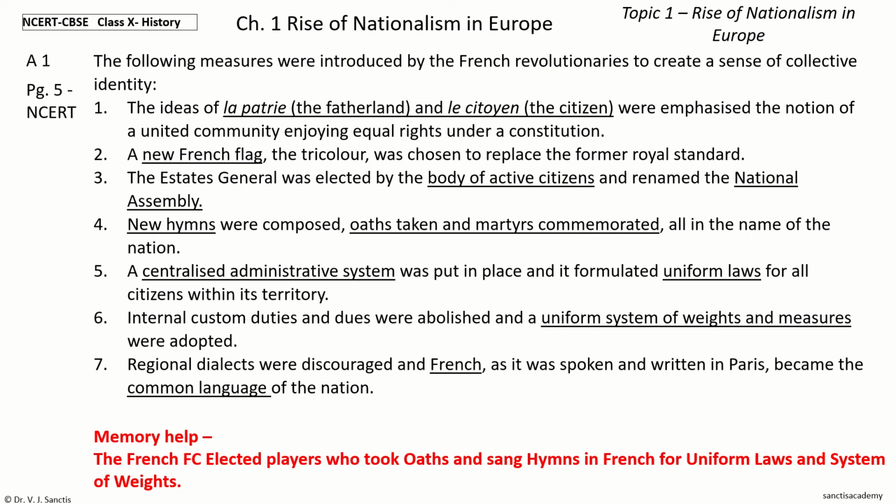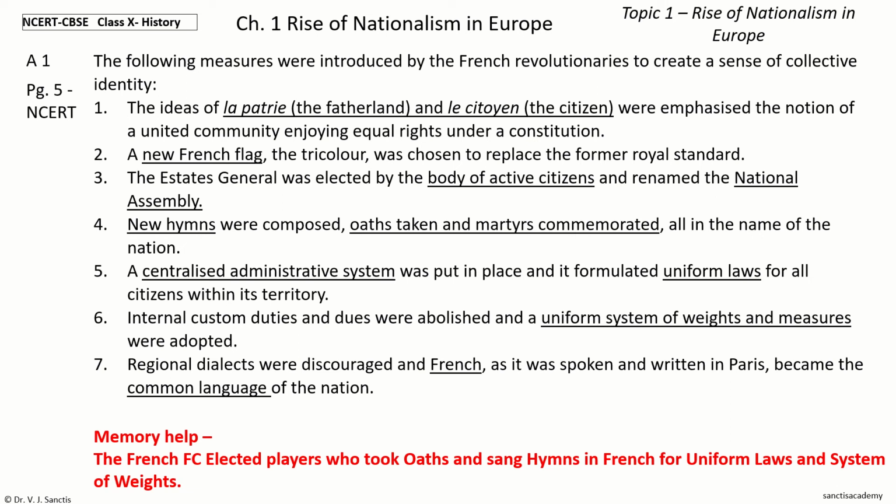The first one is the idea of la patrie, that is fatherland, and le citoyen, that is the citizen. So this is where you have a feeling of the country or the nation being your father and you being a responsible citizen of the country. A new flag was there, a tricolor of France, which replaced the monarchical or the royal standard. The Estates General was elected. This is the Parliament of France. A body of active citizens was elected to the Estates General and was renamed the National Assembly.